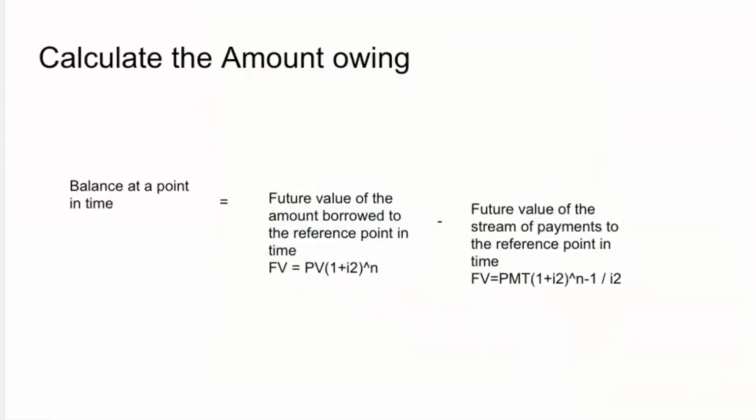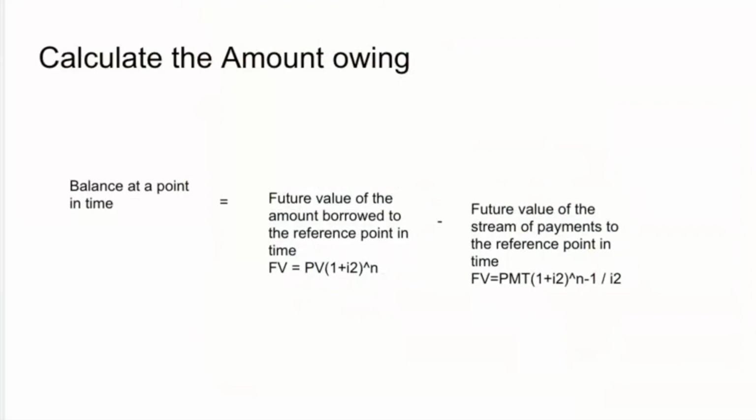Well, let's go look at this slide here. Here is the basic formula, basic methodology, I'll call it. 2 formulas. So the balance at the end of the period, in this case 5 years, is the future value of the amount borrowed to the reference point in time. So that's 5 years, or in this case 5 years at 12 payments a year, 60 payments, minus the future value of the stream of payments to the reference point. So we know each payment is $593.04, and there are 60 payments of $593.04.